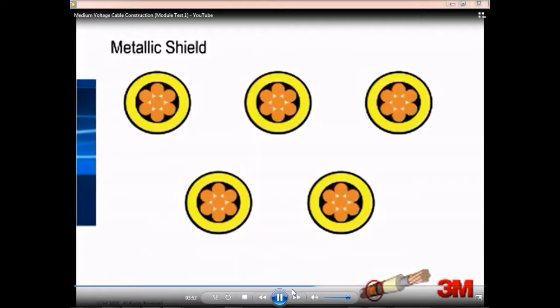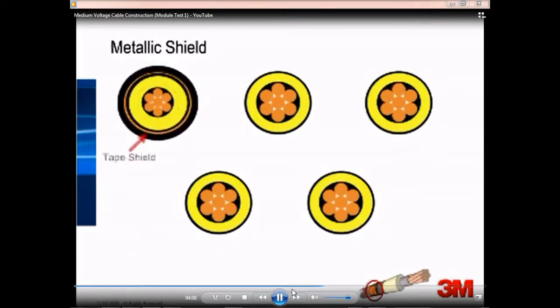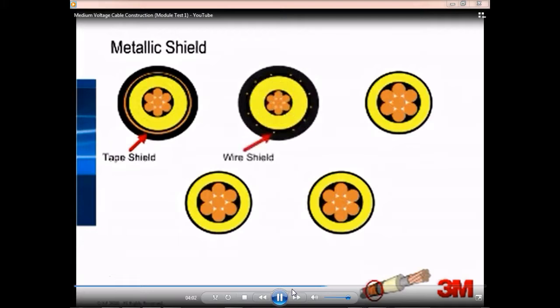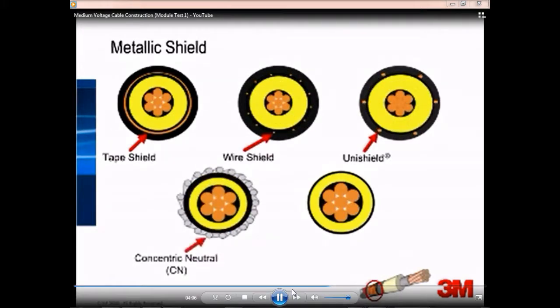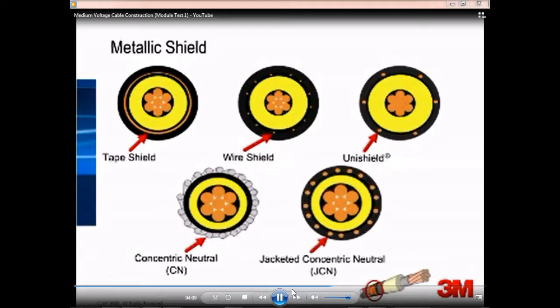The metallic shield is the conductive, metallic component of the cable's shielding system. It serves many different functions. It contains the electric field within the cable, provides symmetrical radial distribution of voltage stress in the insulation, limits radio interference, and reduces the hazard of shock. It also serves as a return path in the event of a short circuit, and for concentric neutral cables, it provides a neutral return path. The metallic shield must always be grounded.